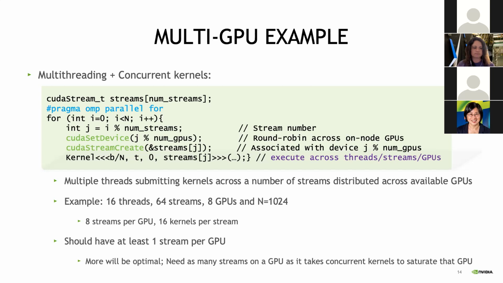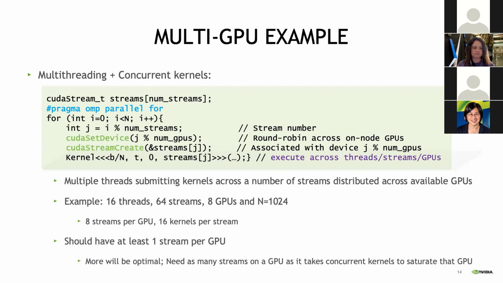It's worth noting we should have at least 1 stream per GPU, of course, but more will be optimal in a use case like this. You're going to need as many streams on a GPU as it takes concurrent kernels to saturate that GPU, but if you can figure out for your particular application what the optimal number of streams is, you want that to be the lowest number of streams possible, because the more streams you have, the more concurrent kernel launches you have, which means the more overhead you're going to have.